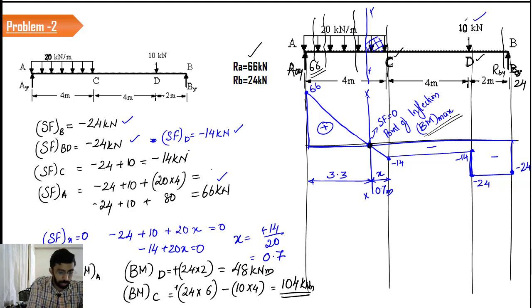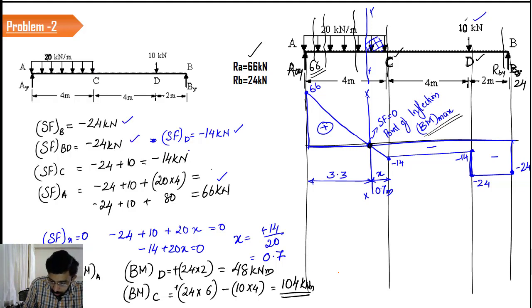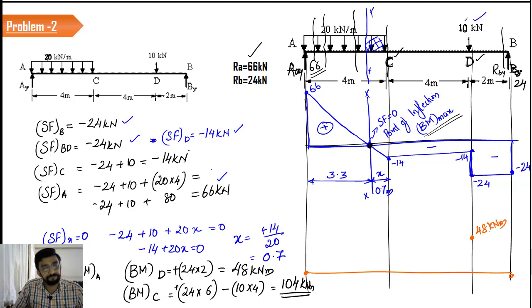Let us plot it and see what is going to happen. Let us plot the value and see how it is going to be. So I draw a horizontal line. The value here is 0, and here is 0. These two values are 0. Now I have a value of 48 kilonewton here, which is positive. Now we have a bending moment of 104 here.